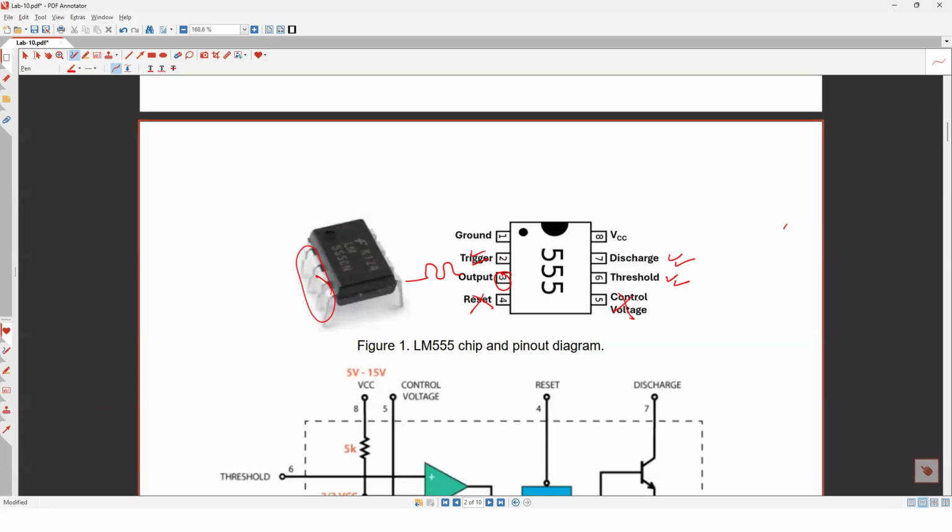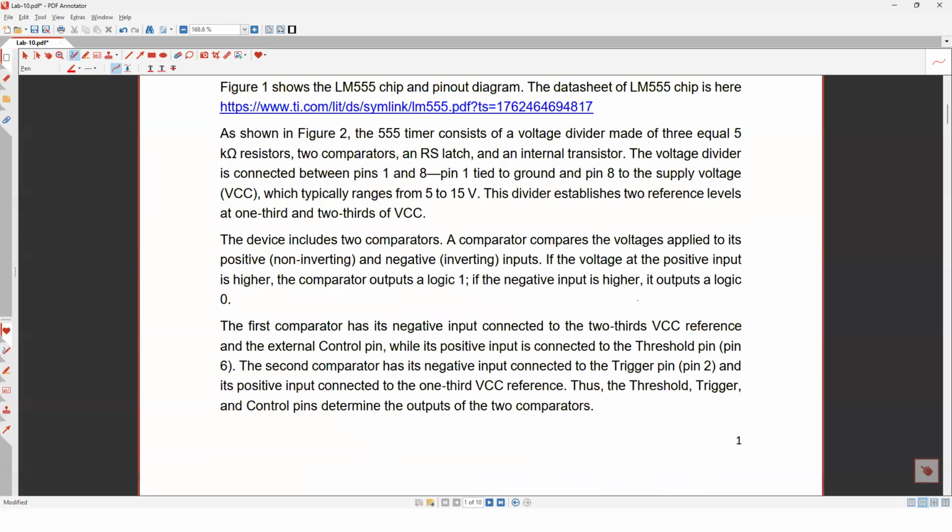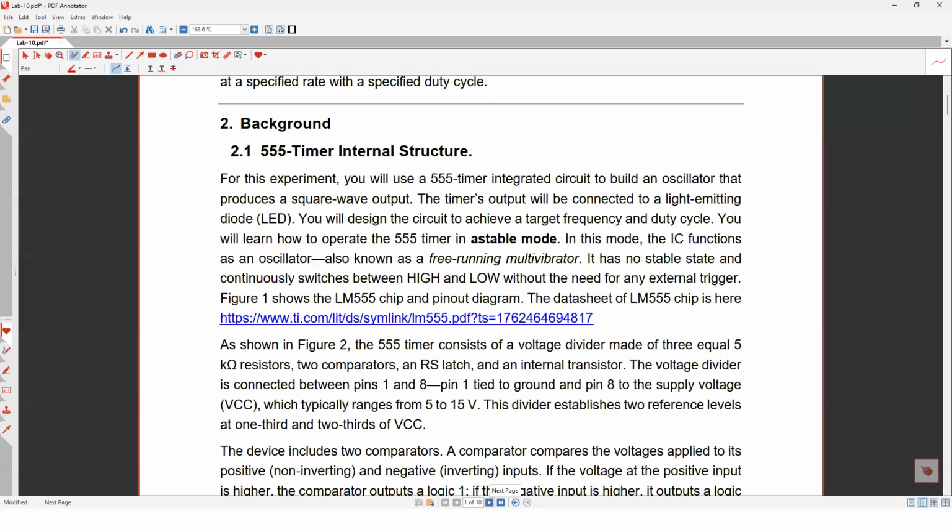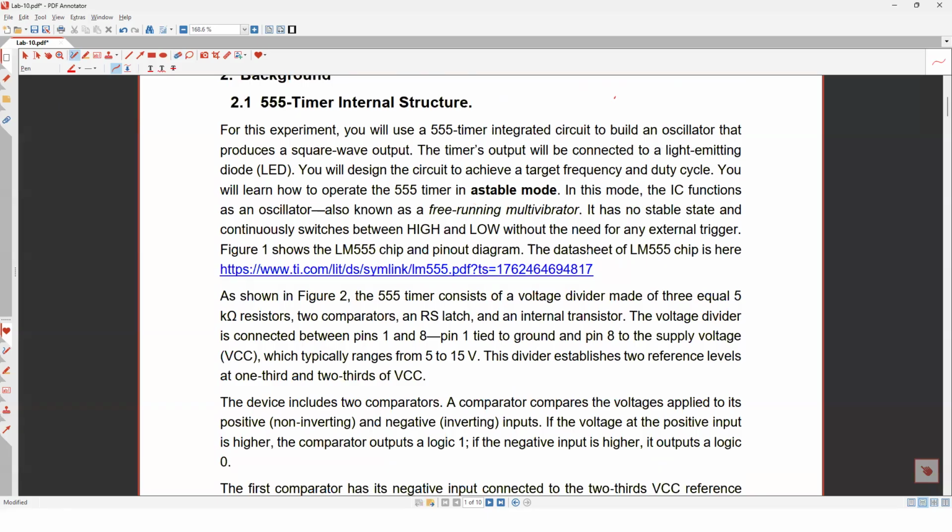Okay. So let me go through what I wrote here. I'm going to use this chip in astable mode. The word astable means it is not stable, which means oscillation. There is no stability: high, low, high, low, and so on. The datasheet for the chip, you can find it here.